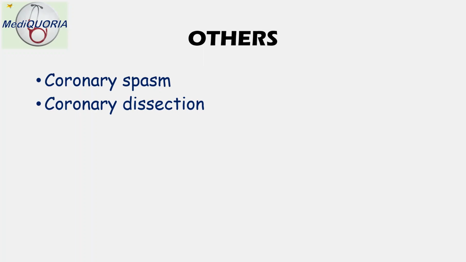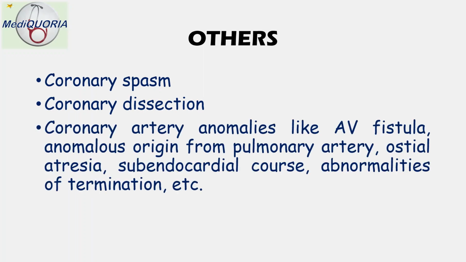Coronary artery disease can also be a result of coronary dissection, which is simply a slit through the wall of the coronary artery. Coronary artery disease can also be a result of coronary artery anomalies. Coronary artery anomalies are a big topic on their own, but they include things like arteriovenous fistulas, anomalous origin of the coronary artery from the pulmonary artery instead of originating from the aorta, coronary arteries coursing in the subendocardium rather than the normal epicardial course, abnormalities of termination of the coronary arteries, among other coronary artery anomalies.